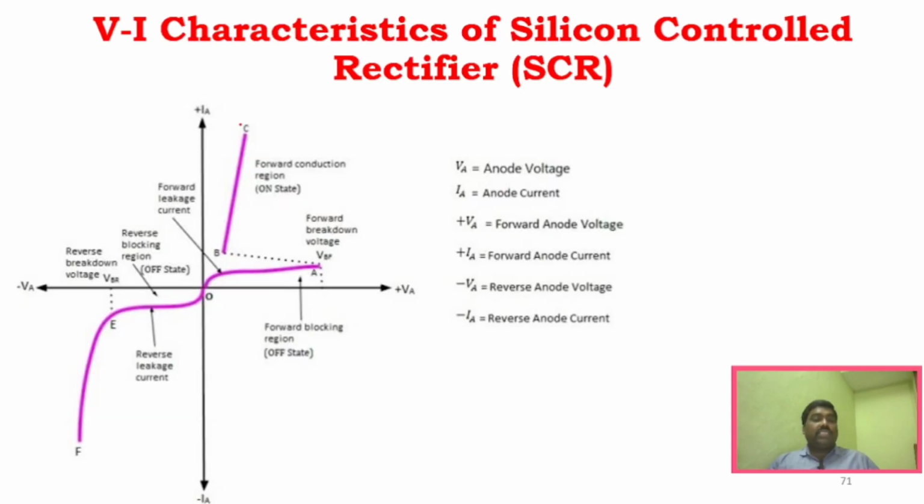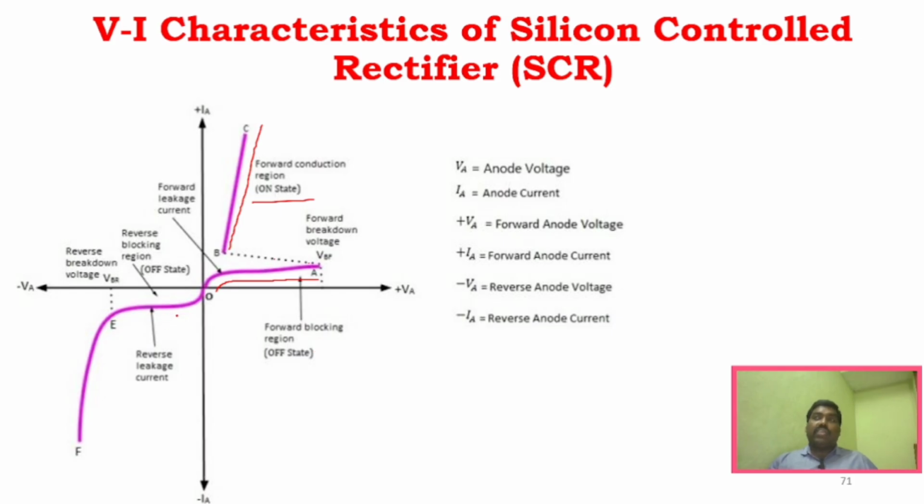Now this is the VA characteristics where you can clearly understand. So you can see here, in forward blocking mode, the SCR will be turned off. So only leakage current will flow. Leakage current will flow from 0 to A, right? And after the breakdown voltage, what will happen? There will be a drop in voltage and then a sudden increase. This region is called the forward conducting region, and this region is called the forward blocking region.